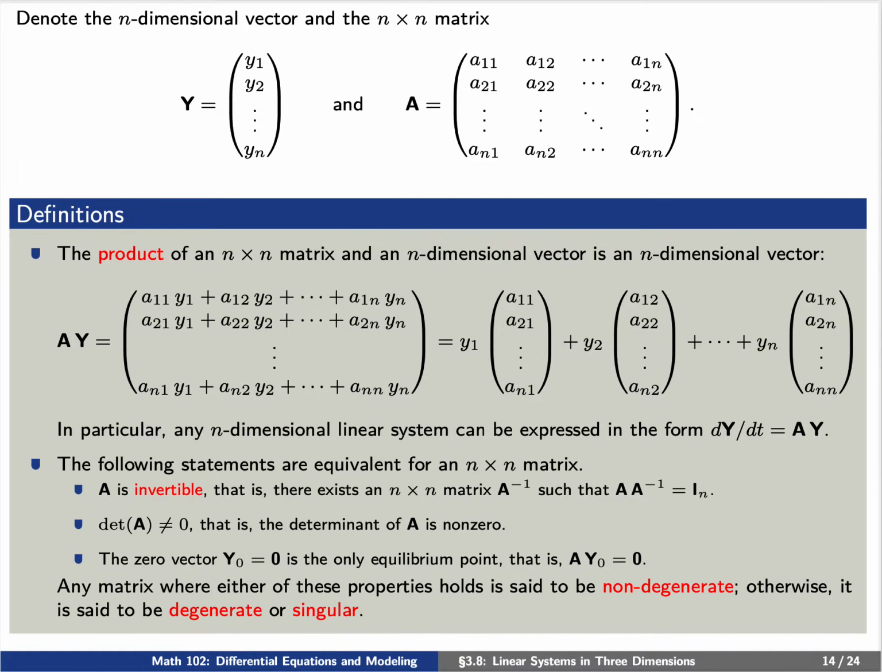Next, recall the following statements are equivalent for any n by n matrix. A is invertible, the determinant of A is non-zero, and the zero vector, y sub 0, is the only equilibrium point. That is, the only solution for the expression A times y0 equals the zero vector. Any matrix where these properties hold is said to be non-degenerate. Otherwise, we say that our matrix A is either degenerate or singular.